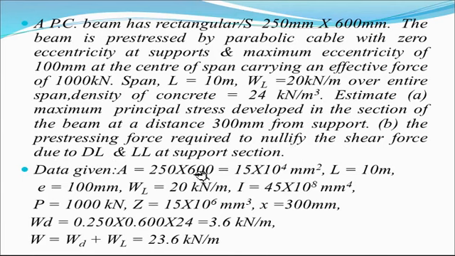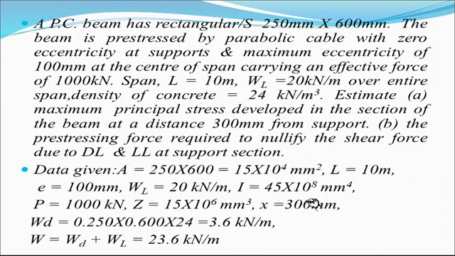Now the data: cross section is given 250 by 600, so we get the area. L is known, eccentricity is 100, WL is equal to 20, I is equal to bd cube by 12, that's why 45 into 10 to the power 8 mm to the power 4. Pre-stressing force in the first case is 1000 kN. Z is equal to I by y, that is I by 300, d by 2. So we get 15 into 10 to the power 6.